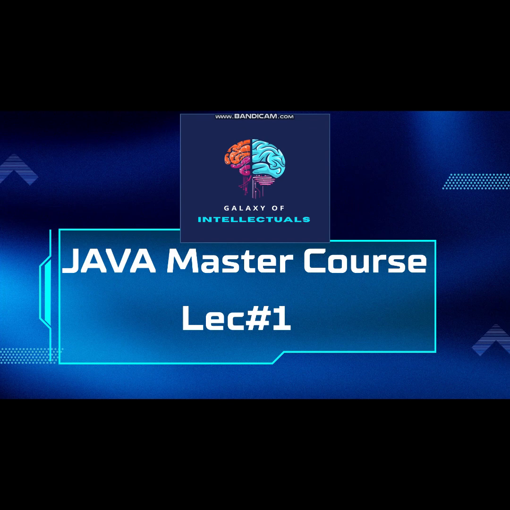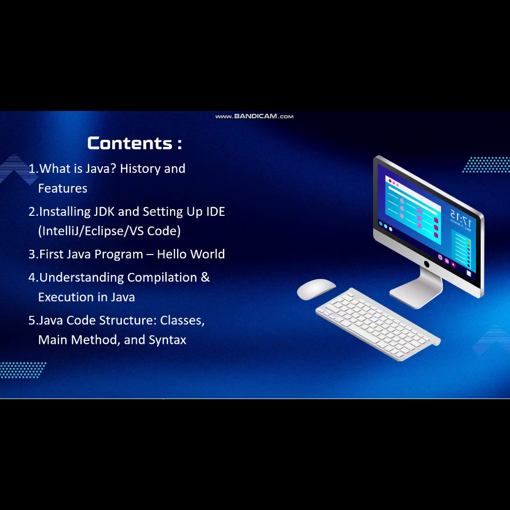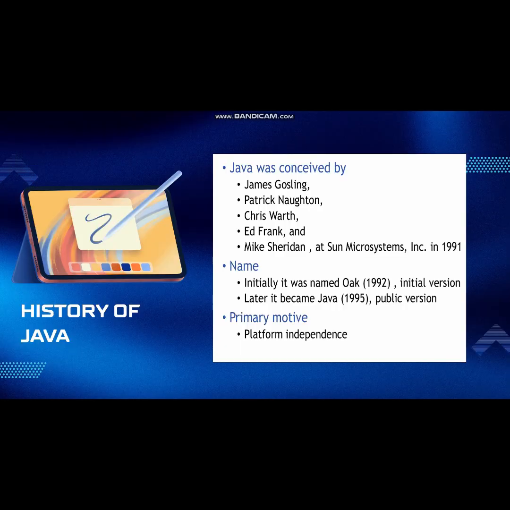Today is lecture 1 of this Java Master course and we will cover some basic things about this. So here we are going to discuss the contents of the lecture. What is Java, its history and features, and installing JDK and setting up an IDE. The first Java program we are going to write is a Hello World, understanding compilation and execution in Java, Java code structure, classes, main methods and syntax. So stay tuned with us.